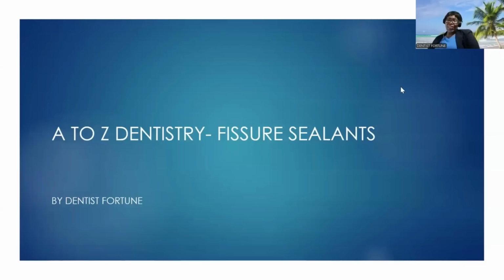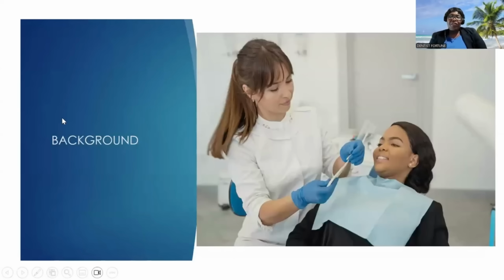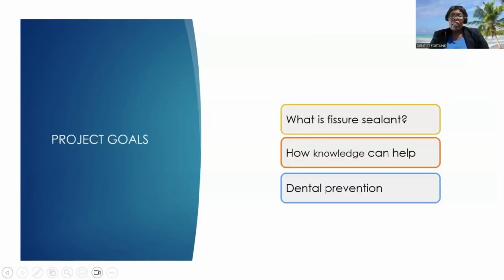Hello, hello. Today, we're talking about A to Z dentistry. Today, we are focusing on the letter F for F for fissure sealants. So one may ask, what is a fissure sealant? A fissure sealant, according to the gov.uk, is a form of preventative material to control dental decay. So we're going to talk about it.